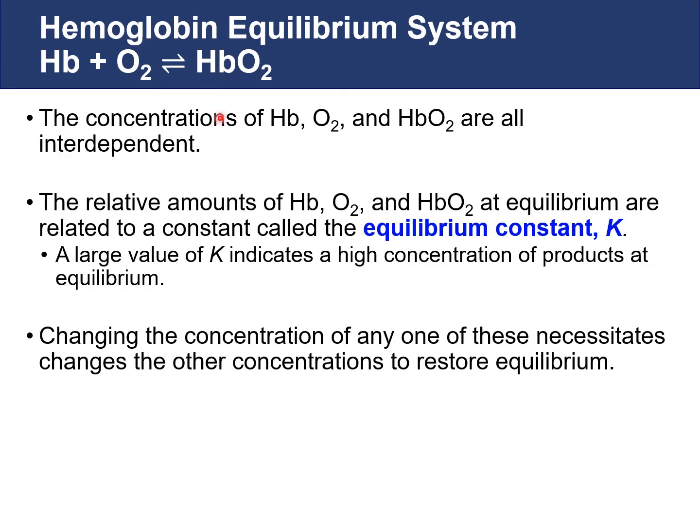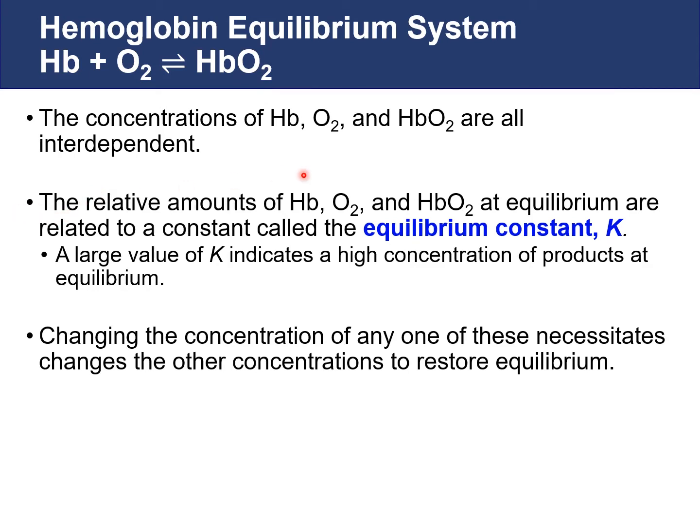Now, the concentrations of the hemoglobin, oxygen, and hemoglobin-bound oxygen are all interdependent. If we were to increase the concentration of O2, oxygen, in the air you are breathing, you would find that there would be a greater amount of the oxygen-bound hemoglobin in your blood. However, if you were to reduce the concentration of oxygen that you are breathing, your blood would have a higher concentration of the unbound hemoglobin. This would in fact be suffocation.